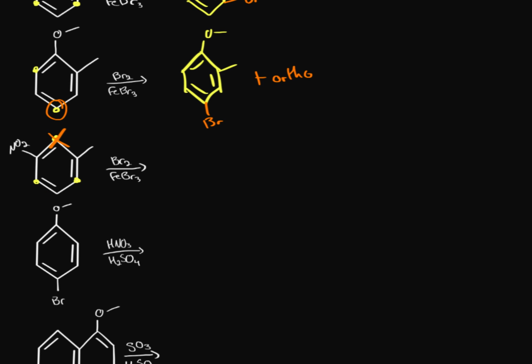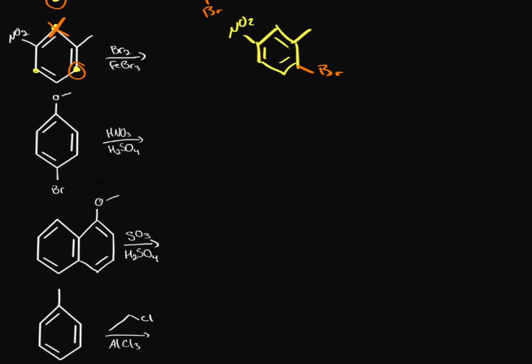I'm just going to pick this position right here since the methyl is smaller than the nitro group, but both positions are valid. And so our product will look something like this, with our methyl right here, our nitro group right there, the benzene ring, and then we have our bromine on this position right here.